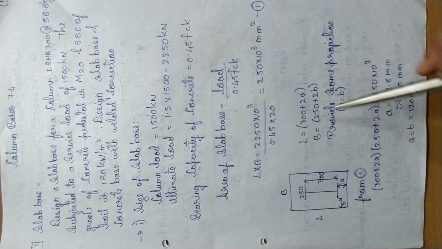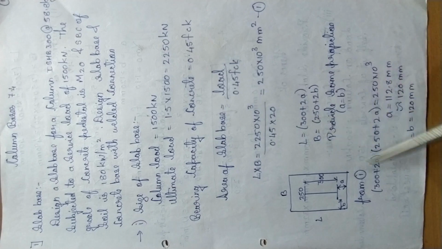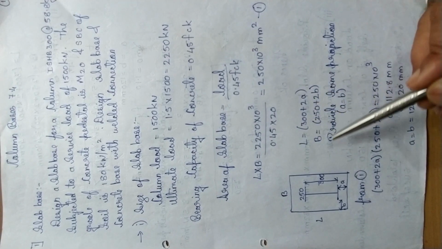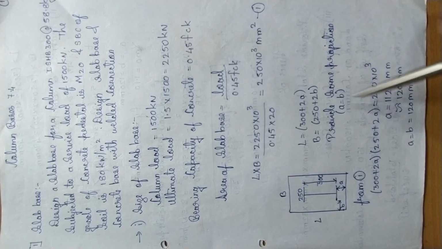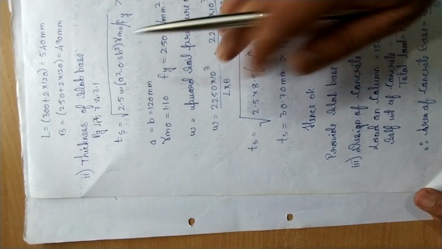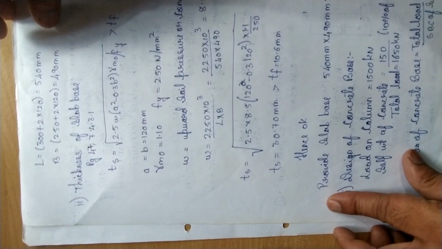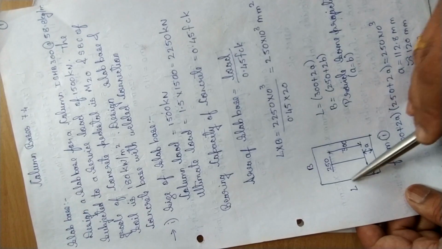So we can compute. Here we already have the formula: L into B is so much area. This L will be substituted here, that is 300 plus 2A, into B, which is 250 plus 2B, but we are keeping A equal to B, so I am taking it as A. We are getting a value of A as 112.8, which is nothing but 120 mm. Substituting this value of A, which is equal to B, as 120, we get the length and breadth as 540 mm and 490 mm. Now the dimensions of L and B are decided.